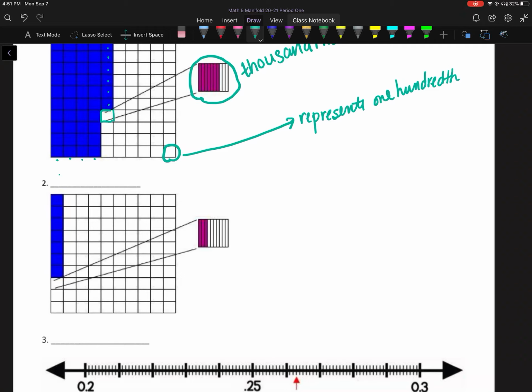For this next one, number 2, I don't have one full row, which means I don't have one full tenth. So there shouldn't be anything in my tenths place value, but I do have 1, 2, 3, 4, 5, 6, 7 hundredths. And then when I look at the breakdown of one of the hundredths, I have 1, 2, 3 out of the 10 filled in, and so this would represent 3 thousandths.